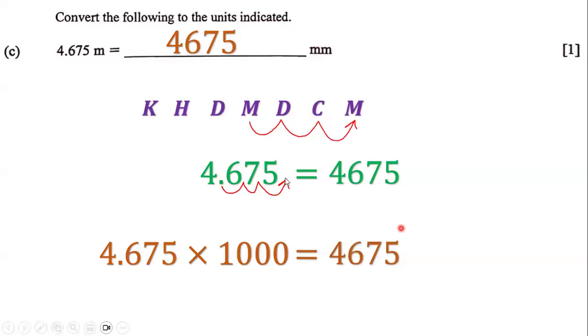And so that means that 4.675 meters equals 4,675 millimeters. And so this is our answer. And that's our answer to the question, 4,675.